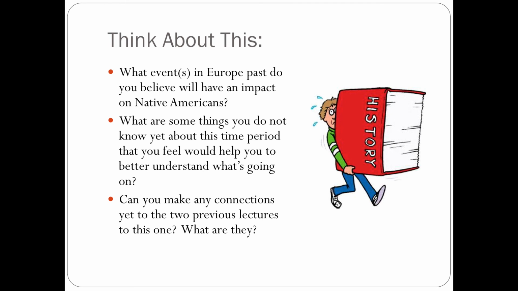What events in Europe, and I should have this as Europe's past, do you believe will have an impact on Native Americans? Were some of the things that we've talked about, especially in the first slide, what are some of the things that happened early in European history that you think might have an effect on Native Americans? What are some things you do not know yet about this time period that you think might help you to better understand what's going on? I've rambled here quite a bit over these three videos, but maybe there's still some things that you are thinking, well, I don't know this or I don't know that yet. Well, what are they? And can you make any connections yet to the two previous lectures to this one? If so, what exactly are they?